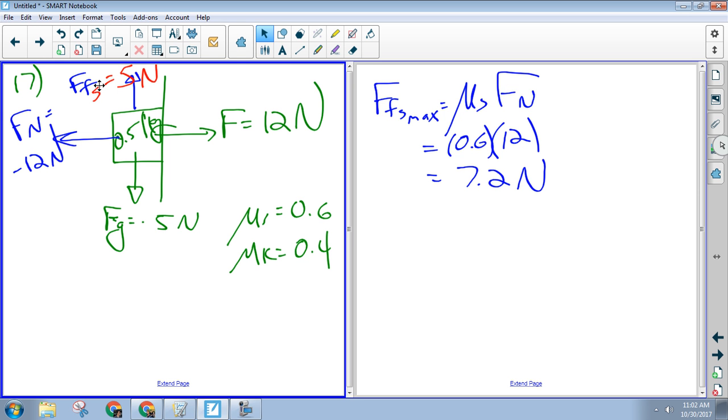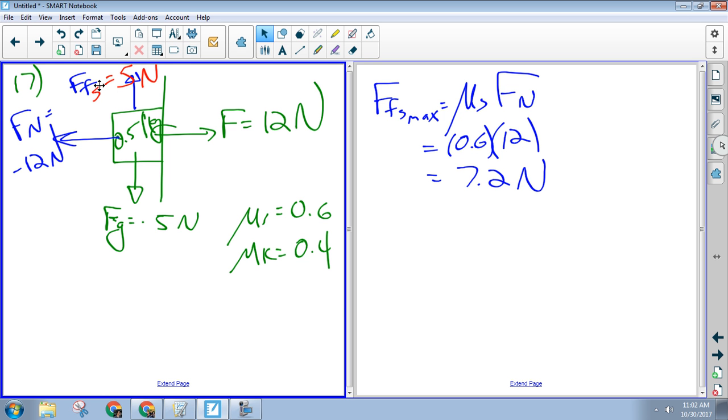Cool? Could we find the smallest coefficient of friction that would prevent this thing from sliding? Yeah, so you just do 5 equals mu s times 12 and solve for mu, right? And you get whatever 5 twelfths is. So if the force was exactly 7.2 in this case, would it start moving? That's the gray area. That's where it's right on the verge of moving. All right. Everybody good on 17?